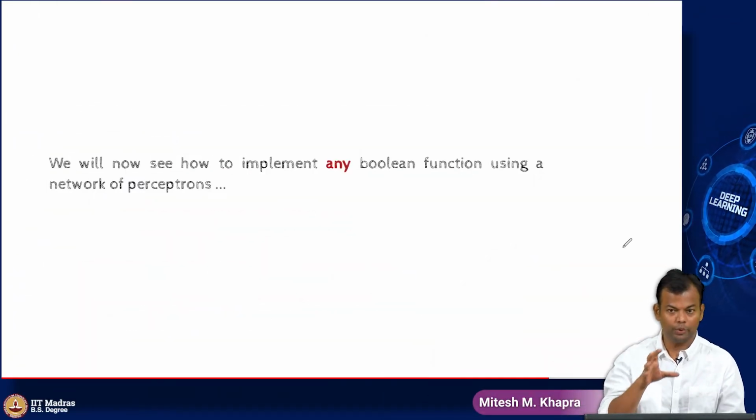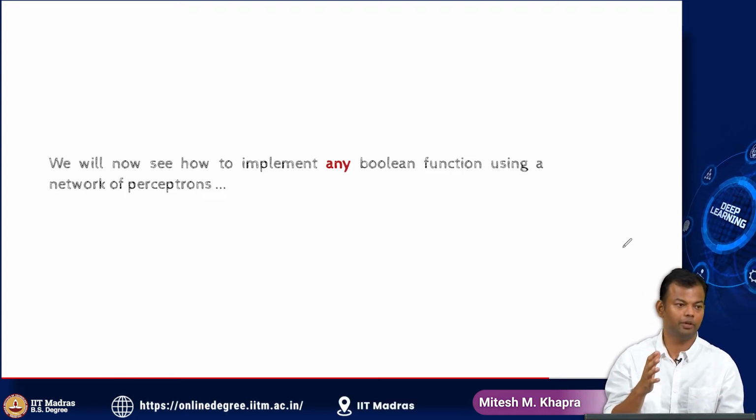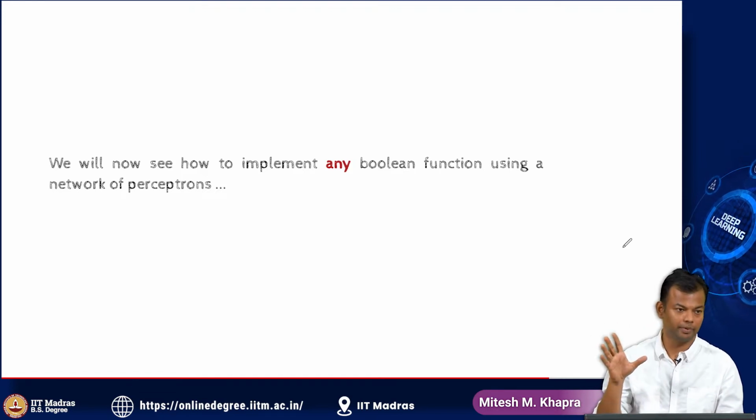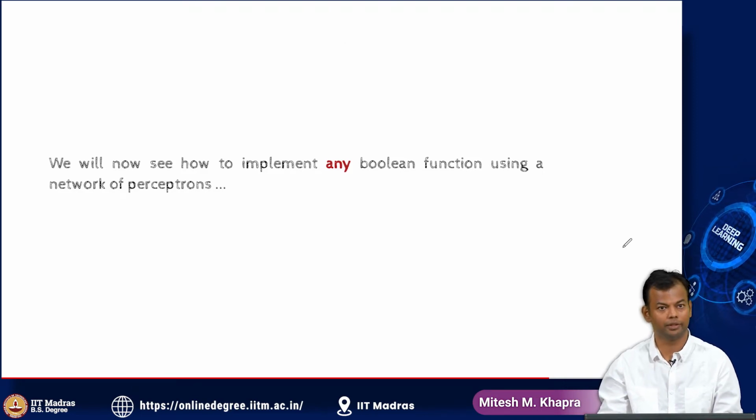So what we are going to do is see how you implement any boolean function, irrespective of whether it is linearly separable or not to begin with, using a network of perceptrons. Although we know that using a single perceptron, we cannot implement it.